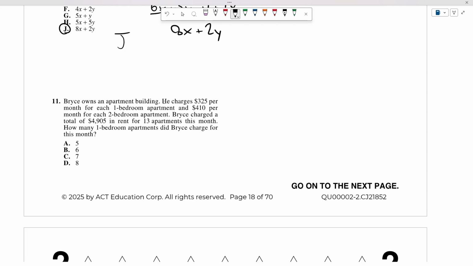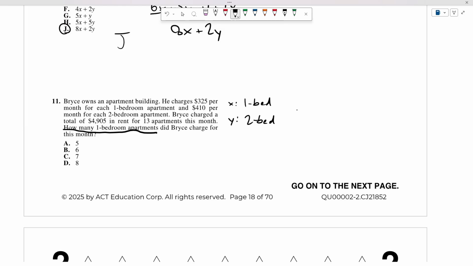So let's see. They're asking us how many one bedroom apartments Bryce charged for this month. There's one beds and two beds. So I'm going to call one bed X and I'm going to call Y our two beds. Now we're going to make two equations. He said he charged a total of $4,905 for 13 apartments.